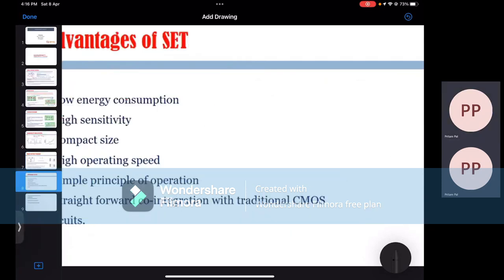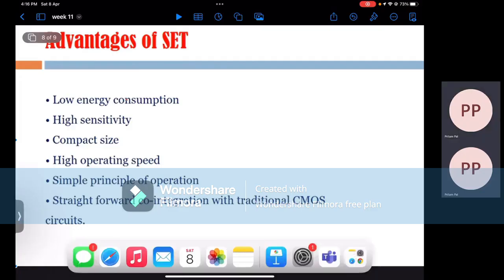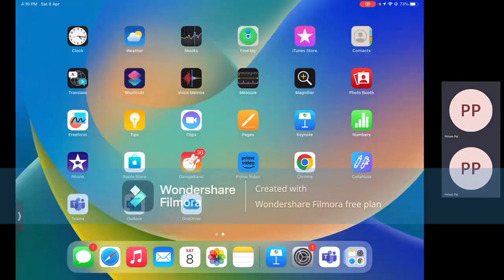And these are the advantages of the single electron transistor. This is the low energy consumption, high sensitivity, the compact size, as I already mentioned. Its operating speed is also higher, the simple principle of operation, and the straightforward co-integration with the traditional CMOS circuit, right? So these are the things. Next, I will quickly discuss the Josephson effect. Okay, let me move there.